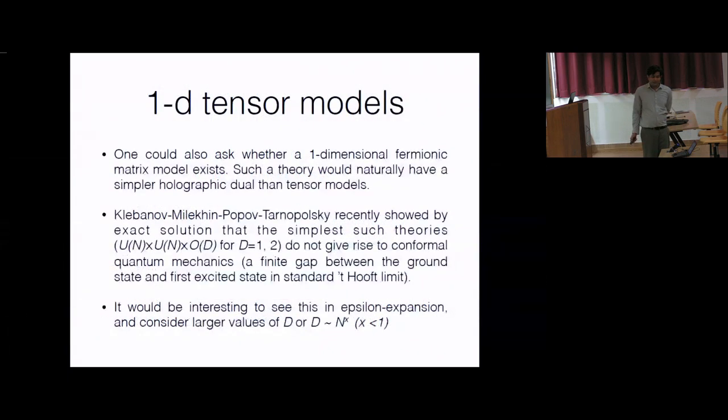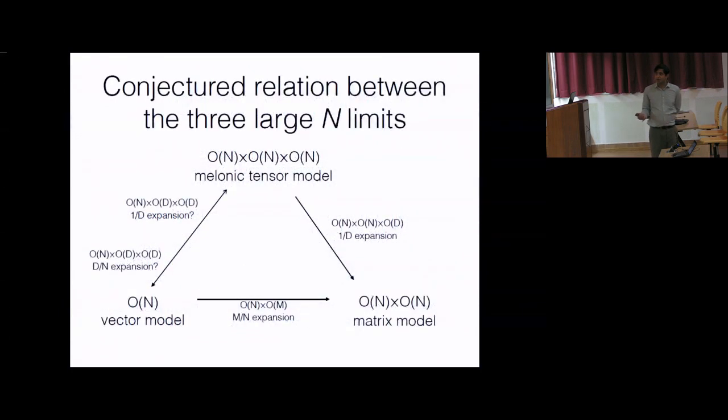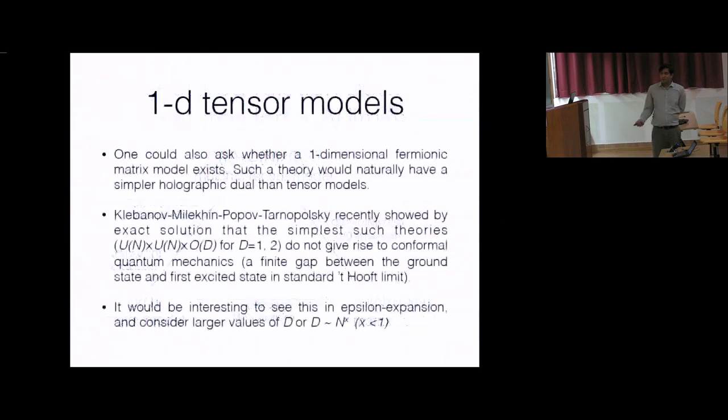Okay, I should end, but you can also ask, is there a one-dimensional fermionic matrix model? That could be studied in several ways. It could be studied from the Bosonic tensor model in a 1 over D expansion, from a vector model in an M over N expansion, and in 2 minus epsilon dimensions via the beta function. Unfortunately, you could also just directly solve it because it's a quantum mechanics model, and Klebanov and collaborators solved it, at least for D equals 1, like just U(N) cross U(N) matrix quantum mechanics, using some clever techniques.